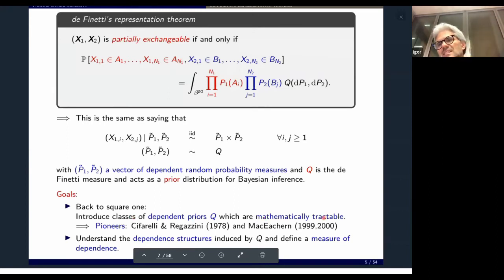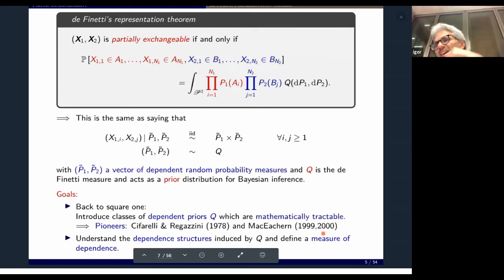Okay, and the first real pioneers in this context, the analogs of Ferguson for the exchangeable case, have been Cifarelli and Regazzini, my both master's and PhD supervisor, and Steve MacEachern, okay, who in his papers in 1999 and 2000 were the first actually to pose the problem in a sensible way and to try to tackle it, to develop a dependent non-parametric.